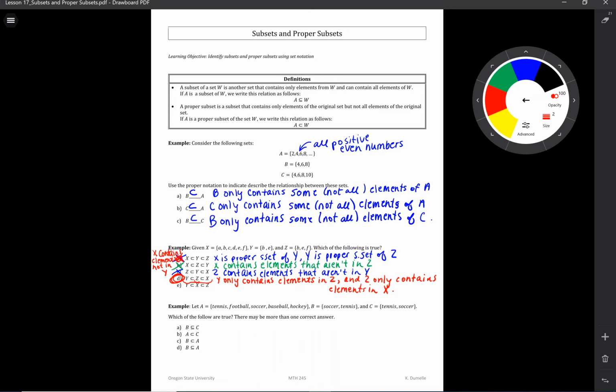So is B a subset, not necessarily proper, of C? Well, remember, because I have this equals symbol, this horizontal bar, this means that B can equal the set C. And since B and C are the same, A is true, since B is actually equal to C. Next, we have A is a proper subset of C. This means that A only contains elements that are in C. Well, that's not true. A contains elements that aren't in C.